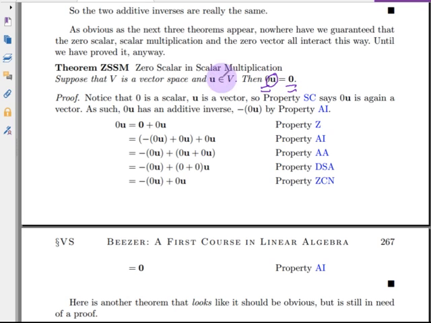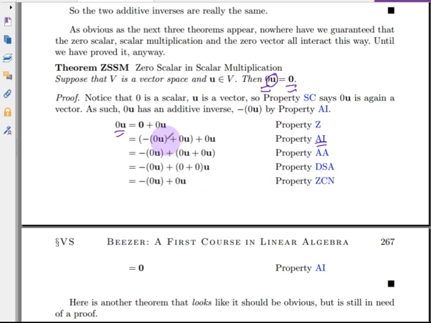Okay, a very similar type of proof. So let's start out with 0 times the vector, and let's add 0 to it. And we're going to write 0 in a different way, and we'll show that this still works. Okay, so let's write 0 as the additive inverse of 0u plus 0u, and that's going to be equal to the 0 vector by the property of additive inverse. Okay.